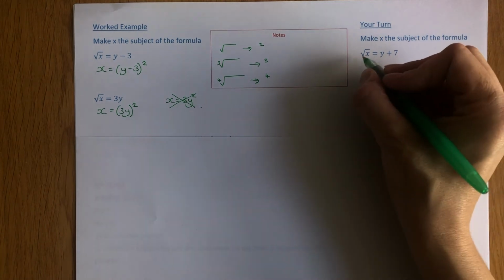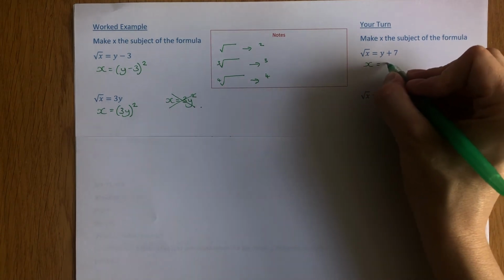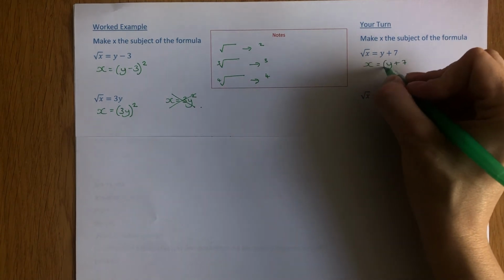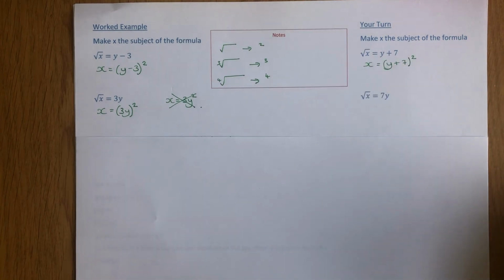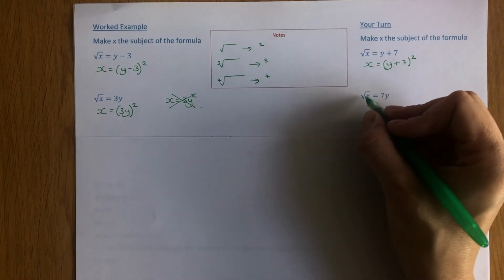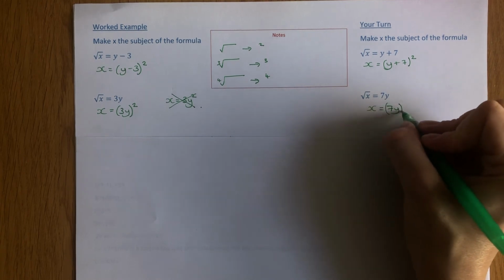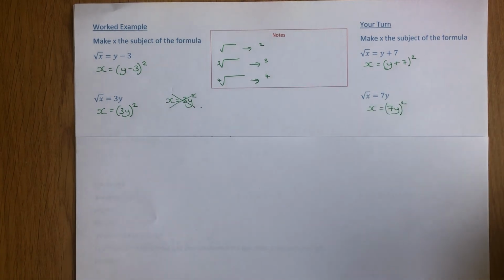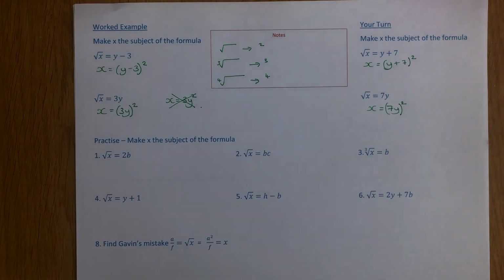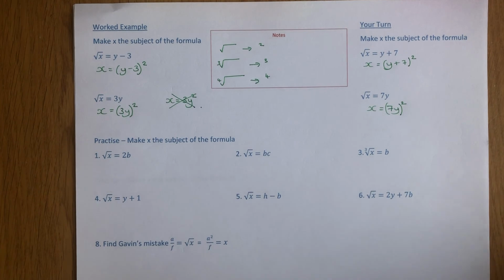Okay then, so the opposite of square root is to square. So we square everything on that side. Okay, opposite of square root is to square. So we have to square everything on that side. If in doubt, pop it in brackets. Okay, so I have some questions for you to do. Press pause, have a go, and then we'll go through them.